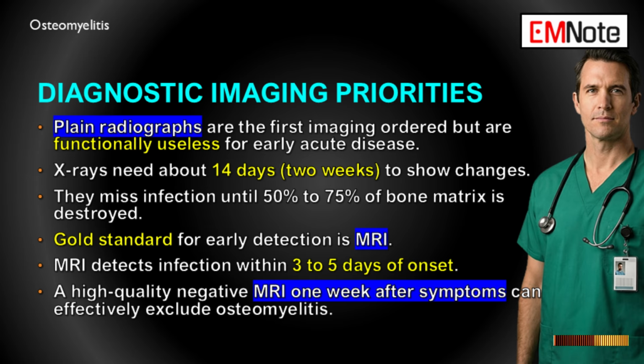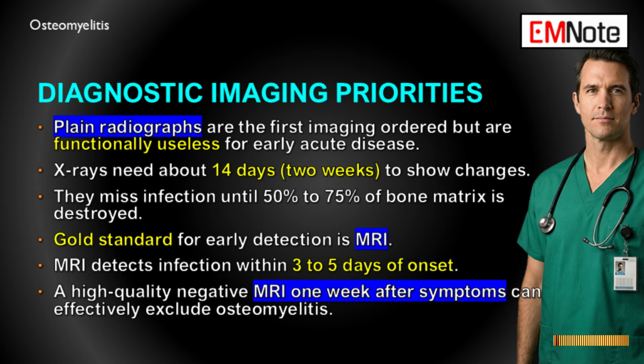All right, let's pivot to diagnostics. This is all about speed versus certainty. So what's the initial imaging study and why? Plain radiographs, they're always the first thing ordered, but they are so time-dependent, they require about 14 days after onset to show any changes. 2 weeks. And that's because they miss the infection until 50 to 75% of the bone matrix has been destroyed. So for an acute presentation, they really only provide a baseline and rule out other gross pathology.